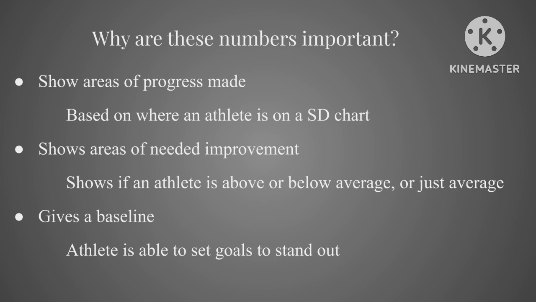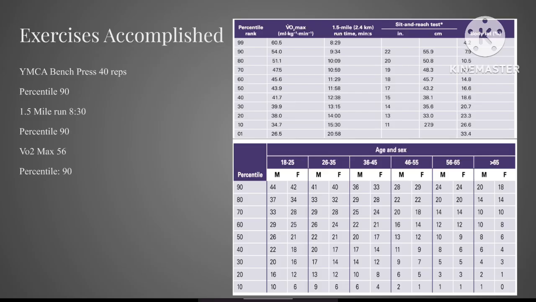I'll now show you my z-scores. The tests that I use today are my VO2 max, my 1.5 mile run, and the YMCA bench press test. For my VO2 max, I have a VO2 max of 56.